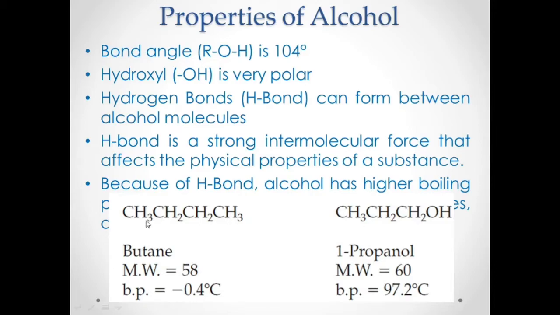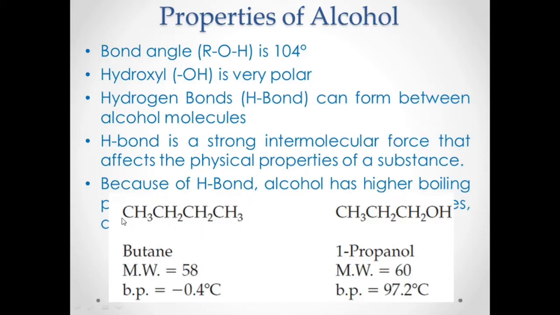As you can see, you have your alkane, butane, which has a molecular weight of 58. And you have your 1-propanol, which has a molecular weight of 60. So more or less, they have the same molecular weight, but you notice the differences in their boiling points. That is a very large difference. The boiling point of your 1-propanol is 97.2 degrees Celsius, while your butane is negative 0.4 degrees Celsius.